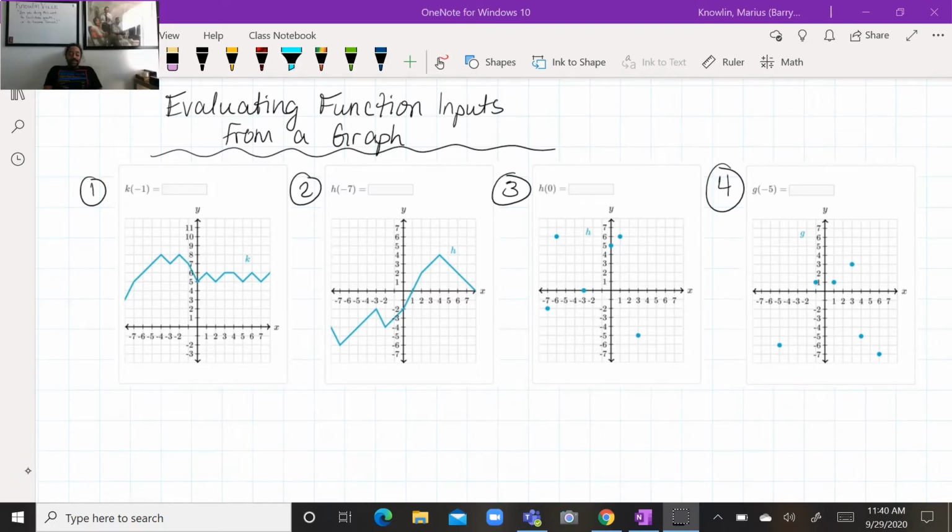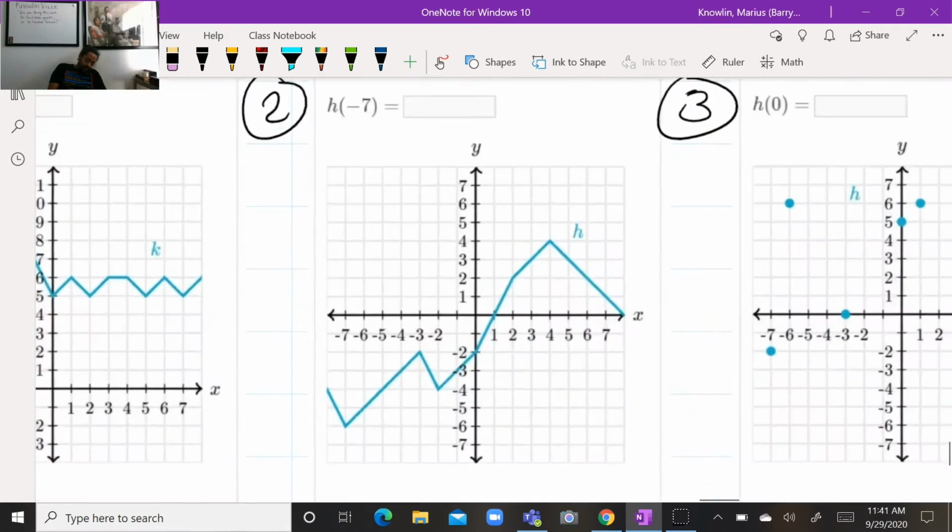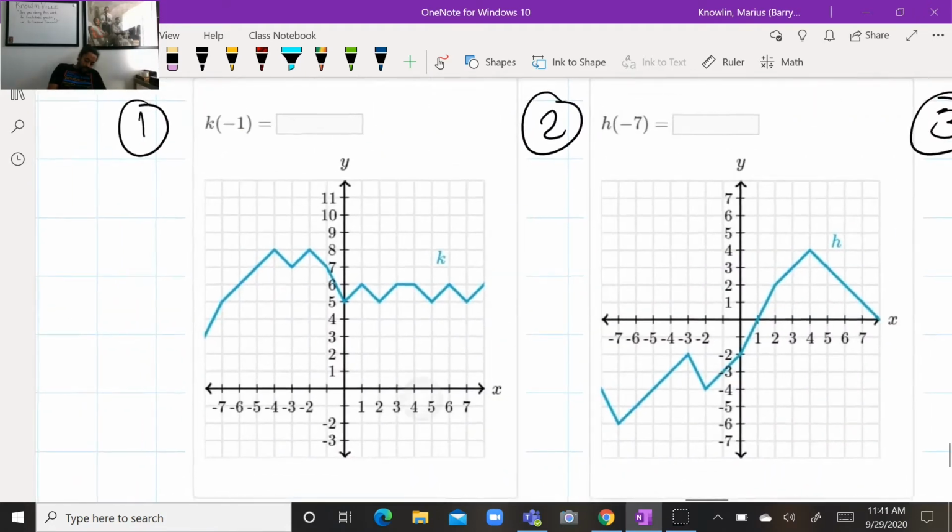Alright, today's lesson is going to be about evaluating functions and their inputs from a graph. So, what does that look like and what does that really mean? Let's go ahead and take a look at number one. Let's zoom in here.